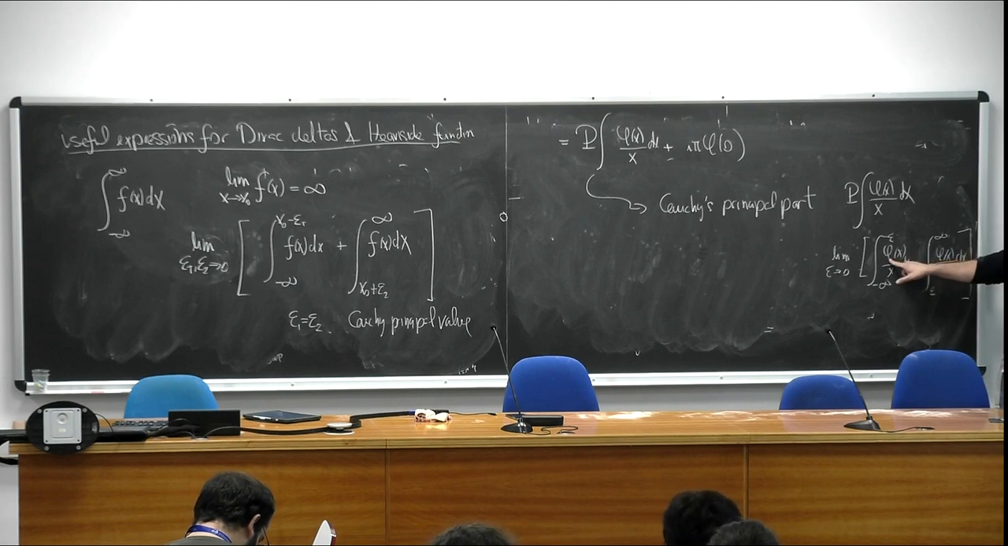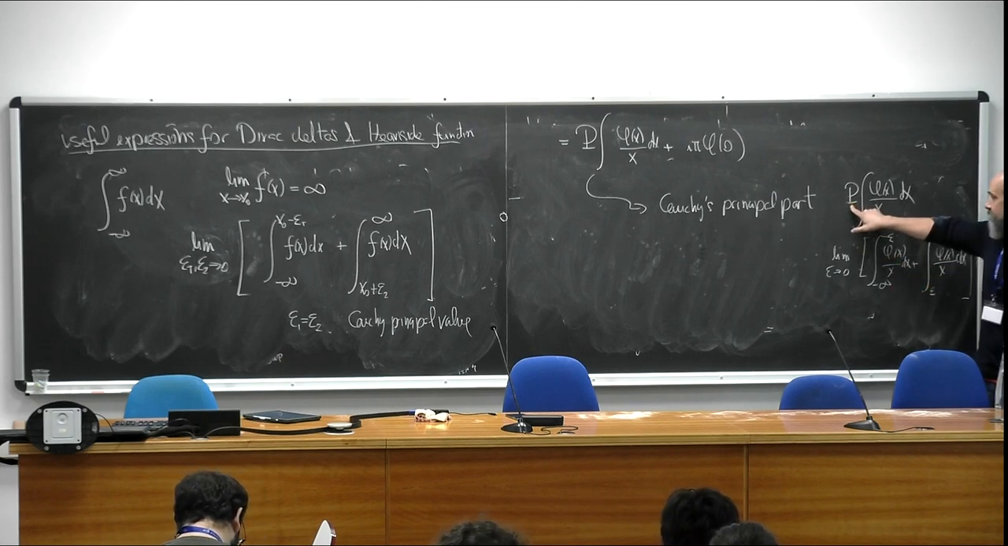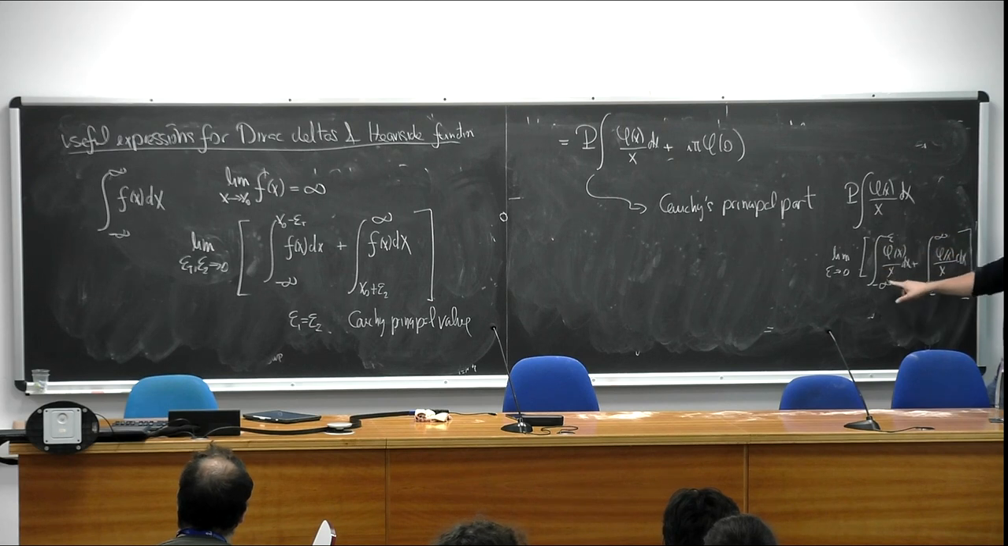In this case, since I said that phi of x is a very well-behaved function, that means essentially that it's C infinity, okay? It doesn't have singularities. So the only singularity that can come is from the denominator. So since I'm applying the principal Cauchy part of this, the singularity is at x equal to 0.